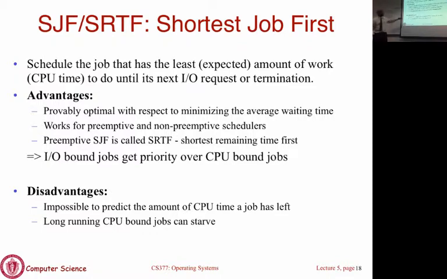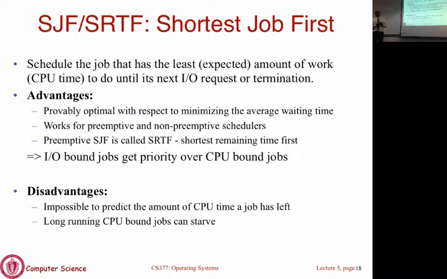So in practice, it's impossible to actually implement this policy because it requires knowledge of the job length. Only if you know the job length can you pick the shortest job. If you don't know the job length, you cannot decide which is the shortest job. Is that clear?